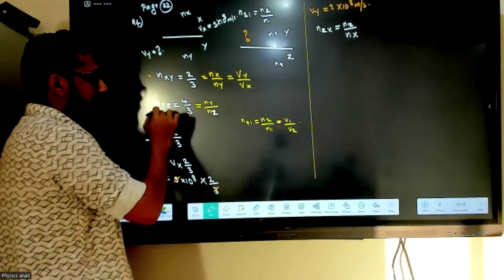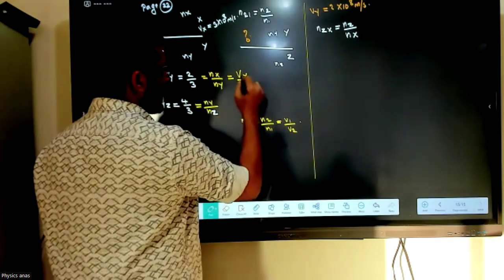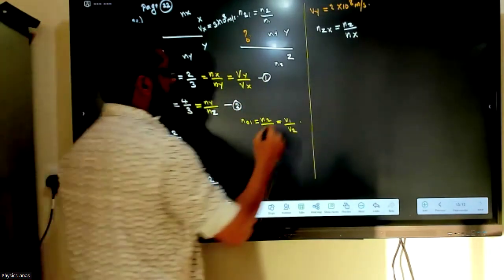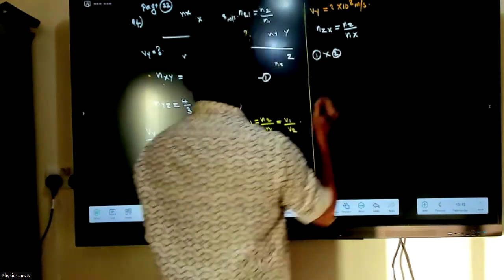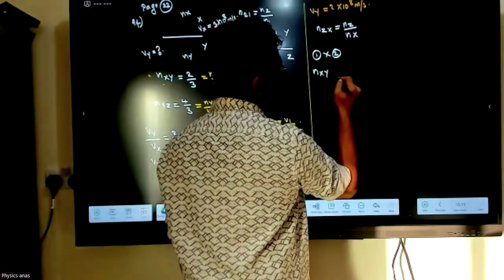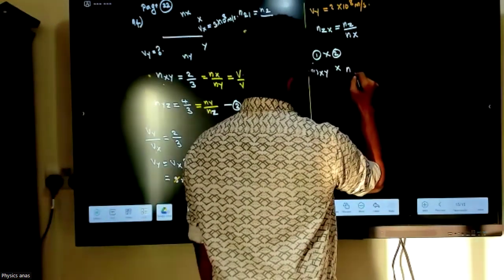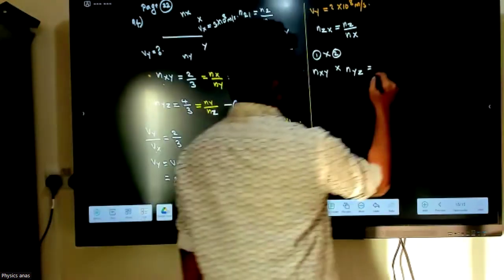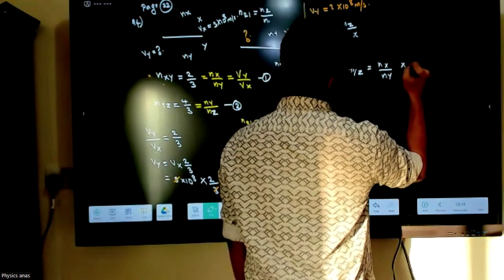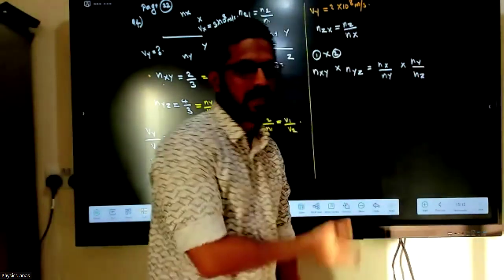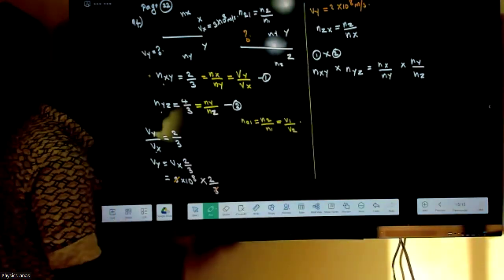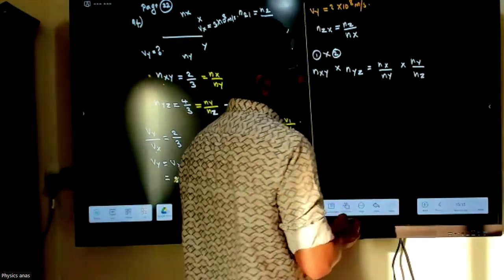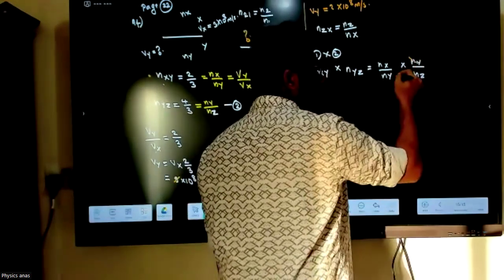I have nxy and nyz, right? I am taking these as equation 1 and equation 2. What if I multiply the first equation and the second equation? Multiplying nxy into nyz, that's nx by ny into ny by nz. What will you get on the right side of the equation? Nx by nz. Yes, there is an ny on top and ny on bottom, so that ny will be gone.